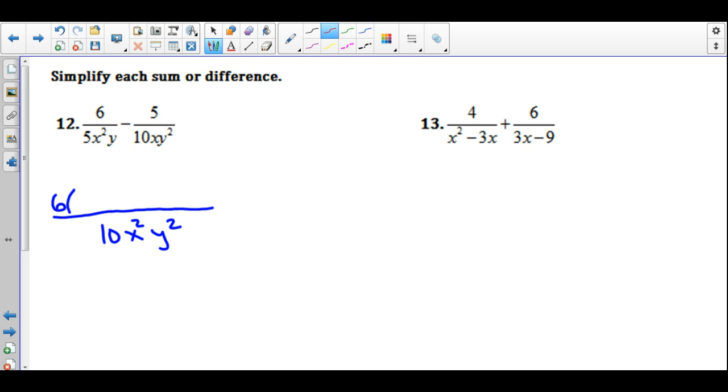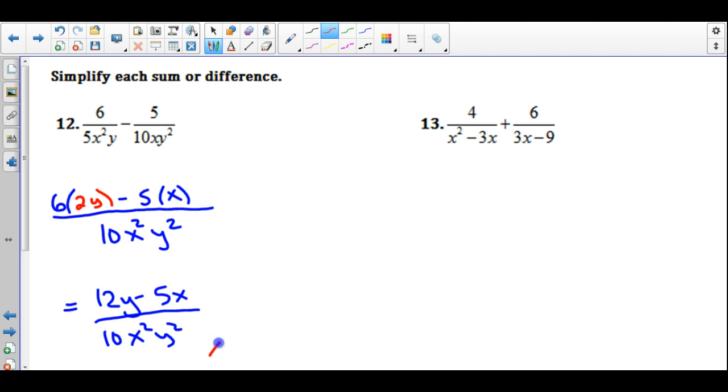So this denominator, in order to look like that, 5 would need to be multiplied by 2. The x squared would be fine, but I would also need one more of these y's. And then I would ask, what would the negative 5 need to be multiplied by in order to look like this bottom? So notice the 10 is already good, the y squared is good, this denominator would need another x. So at the very end of this, I'm just going to multiply out this numerator. I'm left with 6 times 2y, which is 12y, minus 5x over this whole 10x squared y squared.